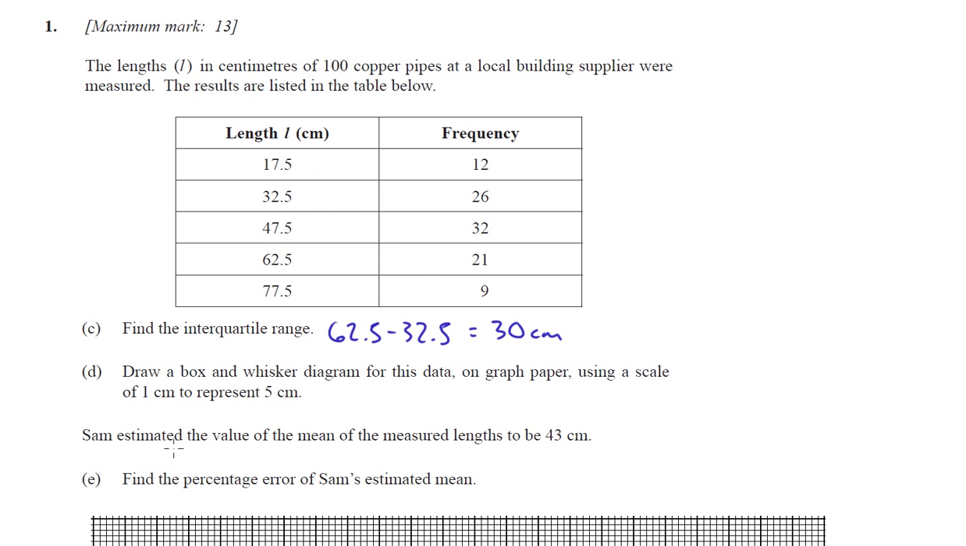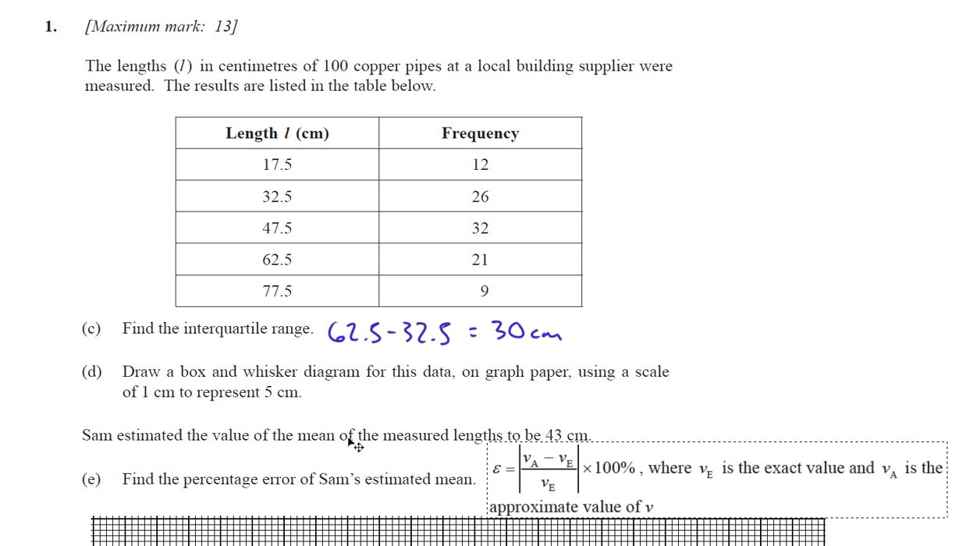Let's see. Sam estimated the value of the mean of the measured lengths to be 43 centimeters. Find the percentage error of Sam's estimated mean. Okay, so for that we need our percentage error formula. So here is our percentage error formula, right here, and that is found on your formula sheet. And it looks different than what our textbook has, but at least it explains what everything is.